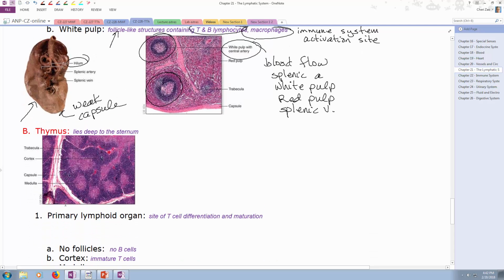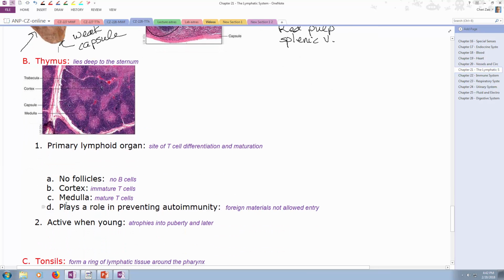Thymus: our notes here say it lies deep to the sternum, so it's deep to the sternum and lying on top of your heart in the superior aspect of the heart. It is considered a primary lymphoid organ. Primary means origination. Our lymphocytes are going to originate from the thymus. So it is a primary lymphoid organ for T cells, not B cells. So it's T cells only. And the T came from thymus.